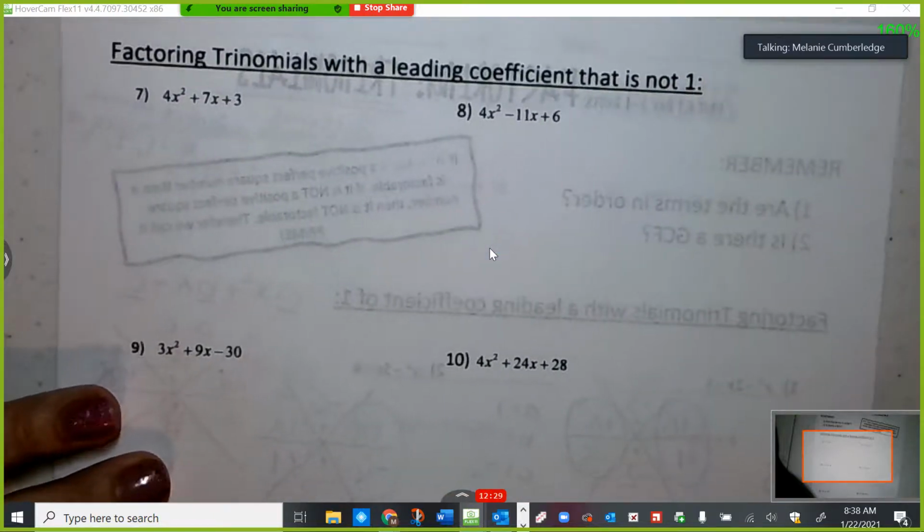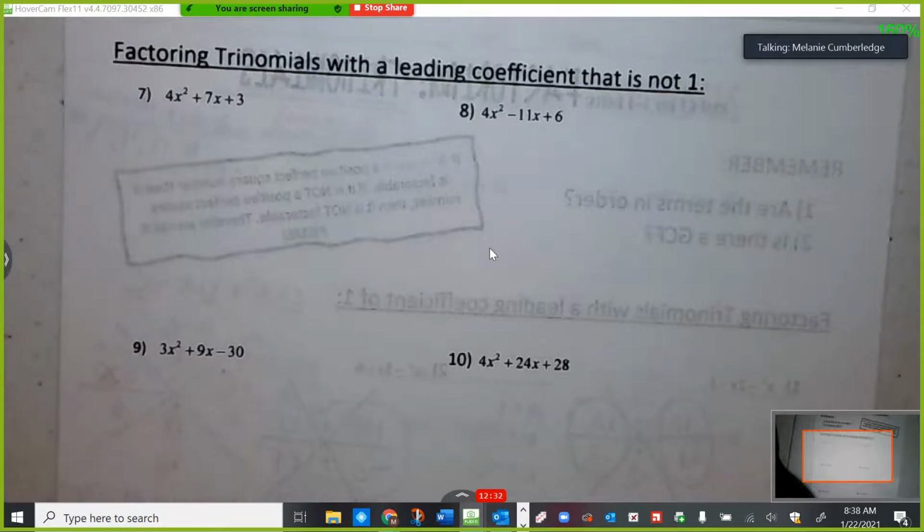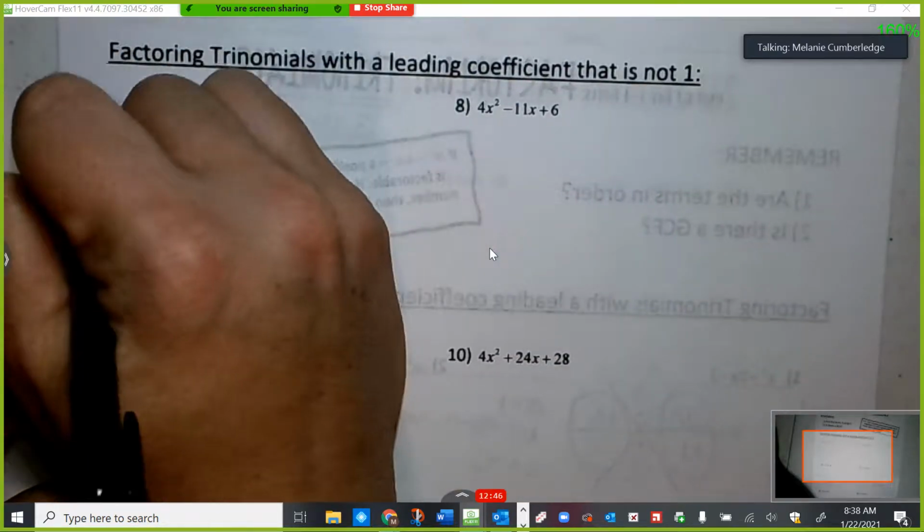Now, if you notice on the back, it says factoring trinomials with leading coefficient that is not 1. Okay? So if you notice, there's a number in front of x squared on all of these, or not all of them, but most of them. So knowing that, we need to find our a, b, and c.